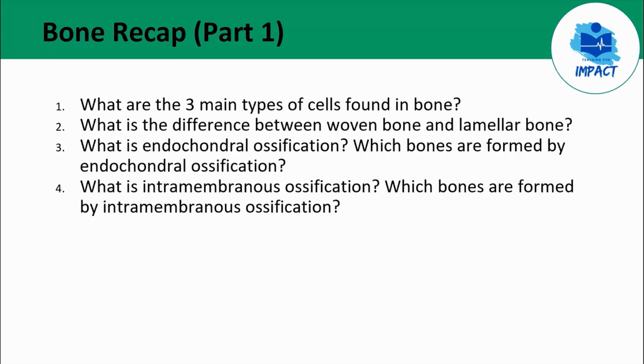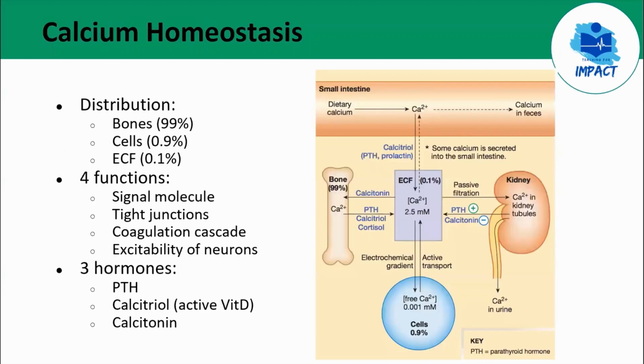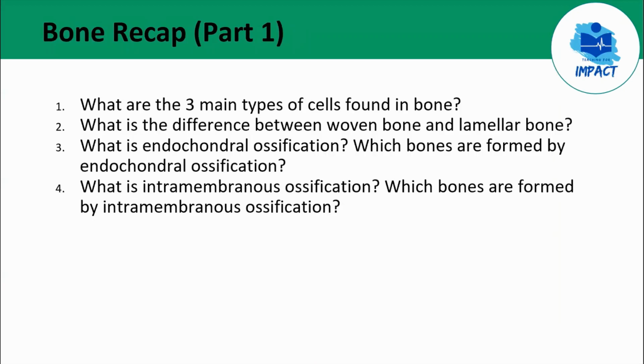Perfect. So now we've reached our first recap, and I really need your help in this. Oh, and also I just saw a question in the chat, parafollicular cells and C cells the same? And the answer is yes. Okay, so moving on to recap, what are the 3 main types of cells found in bone? Could someone just write them out?